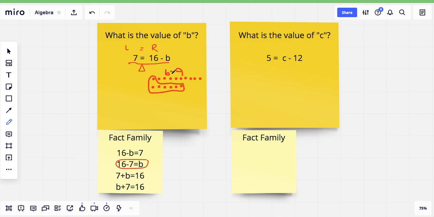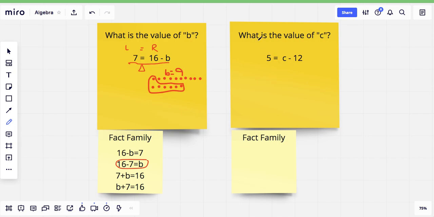B would equal 9. And if I solved it this way, 16 take away 7, and I used a number line, say a ruler, or I used my mental math strategies, I also would get a value of 9 for B.